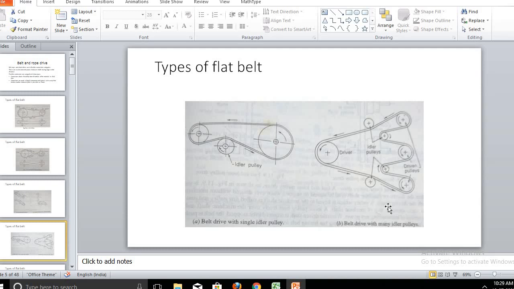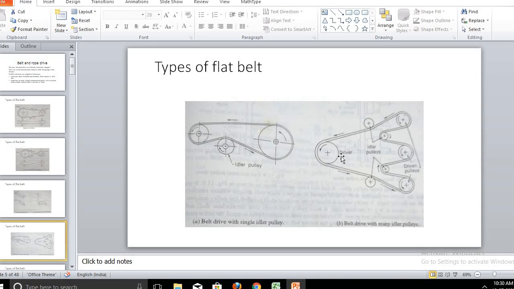If you observe any engine, you can generally observe this type of arrangement with multi idler pulleys. There are different numbers of shafts which are attached by means of a single belt. Different shafts are attached in the automobile, maybe for the motor, pump, alternator, all attached with the engine shaft. And the engine shaft now provides power to all these alternators, pumps and so on. So this arrangement we generally observe in the automobile with multiple idler pulleys.